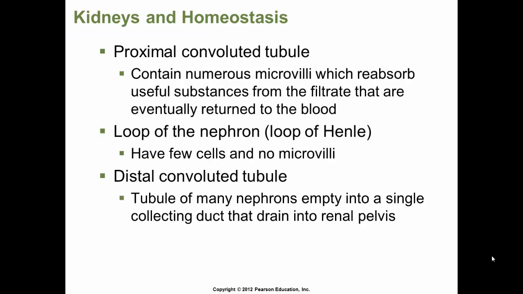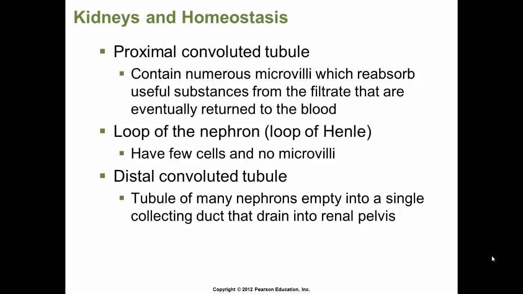The proximal convoluted tubule contains numerous microvilli, which reabsorb useful substances from the filtrate that are eventually returned to the blood. Again, microvilli in the proximal convoluted tubule, just like in the small intestine, increase the surface area for reabsorption. The loop of Henle has few cells, and they have no microvilli. They have both an ascending and a descending limb.